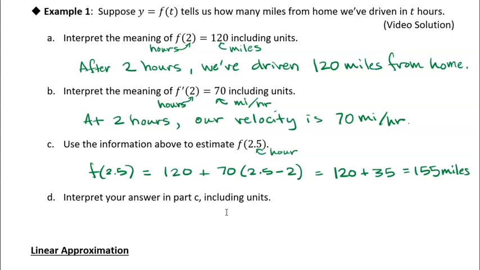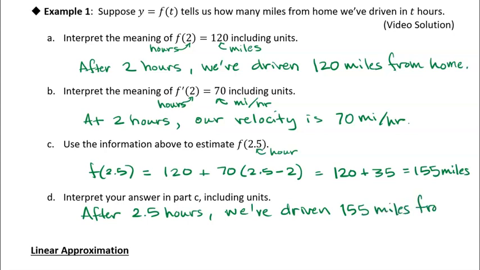One more question here. Interpret your answer in part C. Now all we need to do is just like part B. We're going to say after 2.5 hours, we've driven 155 miles from home. That's our interpretation of f of 2.5.